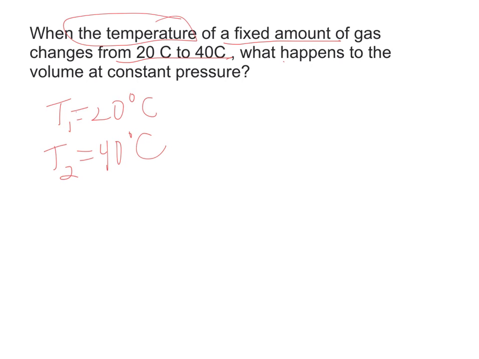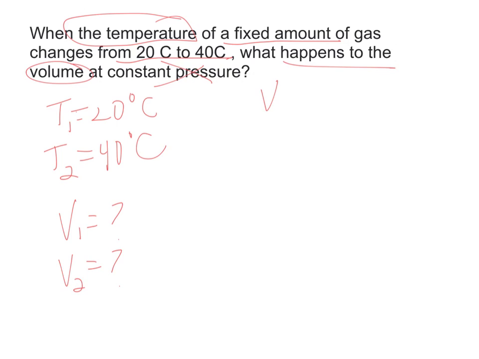We want to know what happens to the volume. So V1 is, I don't know, and V2 is also, I don't know. And we know that pressure is constant, so pressure isn't going to factor into it. So I have a relationship between volume and temperature. It's a direct relationship. They are directly proportional.